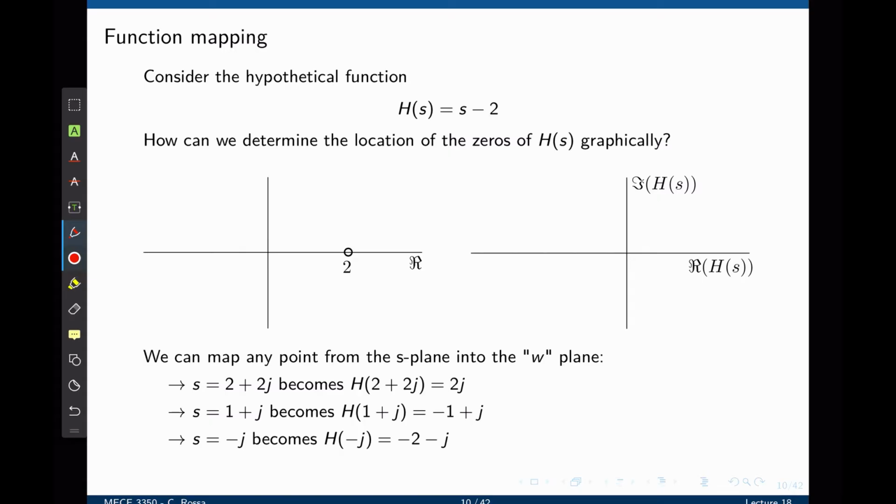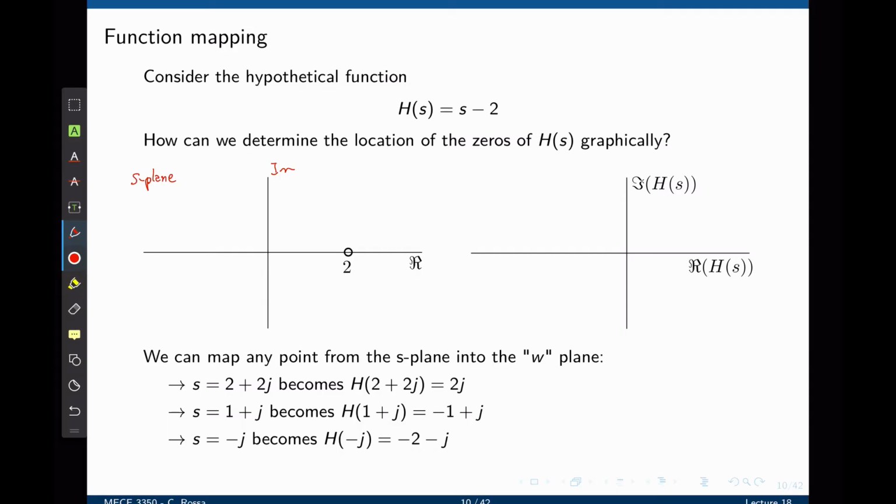For the second concept, you need to identify a function mapping that will display the phase and magnitude of the transfer function in a graphical form. Consider this function h(s) equals s minus 2. How can we determine the location of zeros of h(s) graphically? To do that, we are going to use a new domain. We're going to use the regular s-plane that has an imaginary and a real component, the same plane that we have been using since the beginning of the course.